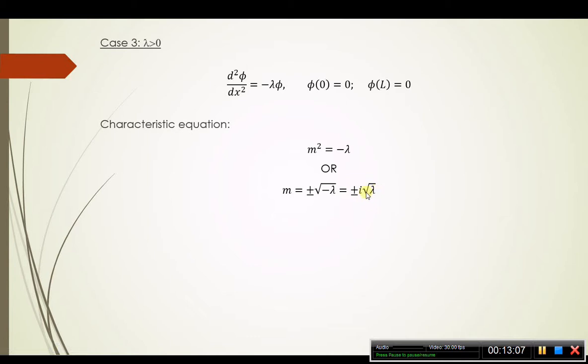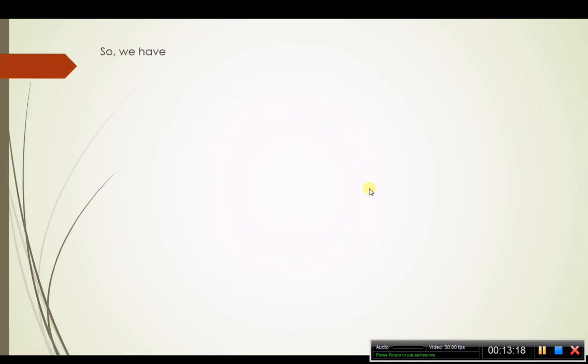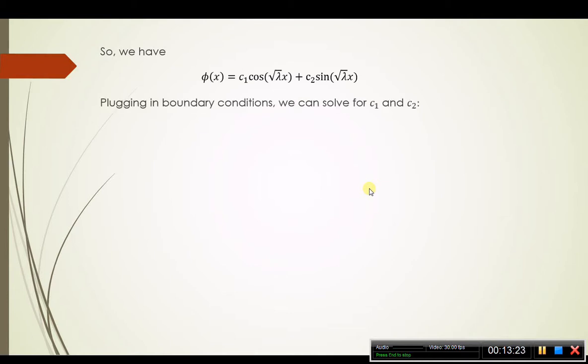Remember, the way that you write your solution when you have imaginary roots is that phi of x is a linear combination of cosine and sine. So we have phi of x equal to C1 cosine square root lambda x plus C2 sine square root of lambda x. Now again we're going to solve for C1 and C2 by plugging in our boundary conditions. Plugging in the left-hand boundary, we get C1 is equal to 0. Plugging in the right-hand boundary, we have C2 sine of square root of lambda L is equal to 0.